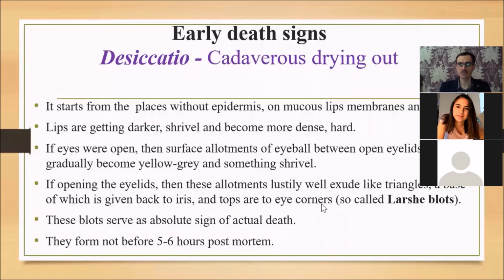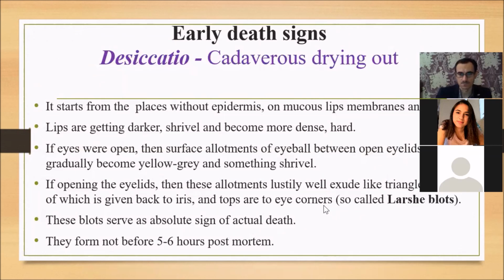Next early death sign is desiccation, the drying of the cadavers. It starts from the places without the epidermis, on the mucous membranes, the lips, and the eyes. The lips get darker, shrivel, and become more dense and hard. And we discussed the large spots, for example on the cornea. If the eyes open, spots will develop.